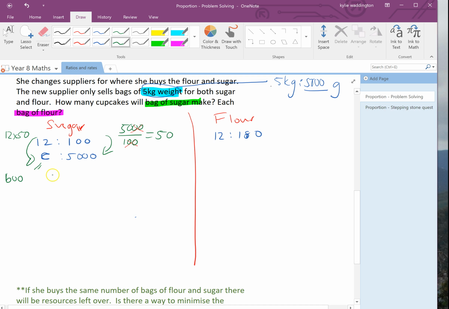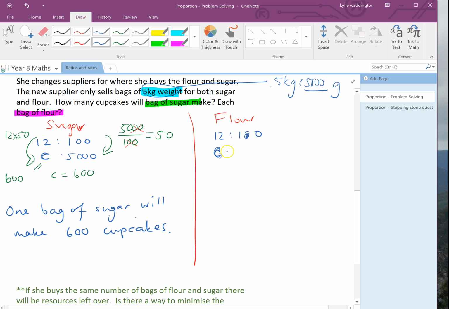So C is equal to 600 cupcakes. Given this problem is a worded problem, we need to make sure we answer it as such. So 1 bag of sugar will make 600 cupcakes. We then move on to the flour. So this one's not going to be quite so easy.